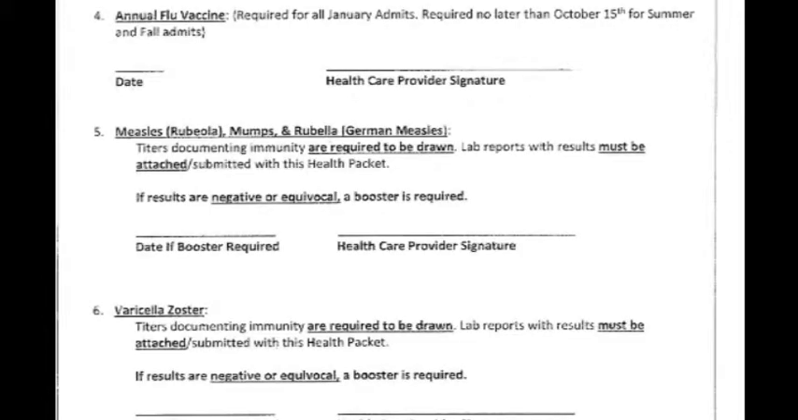Annual flu vaccination. This ADN program expects all students to get the flu vaccination. If you're starting in the summer, perhaps you are an LPN or a paramedic, you can provide documentation that you had the vaccine the previous flu season and then document the newer one by October 15th. If you're starting in fall, the flu vaccination needs documented no later than October 15th.